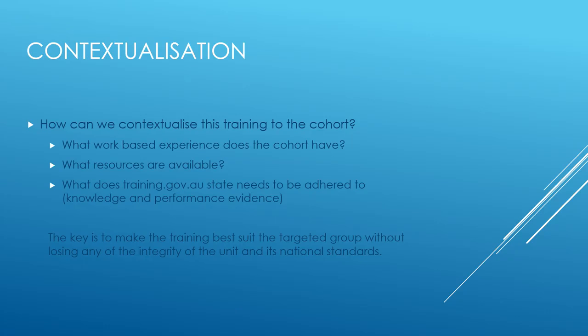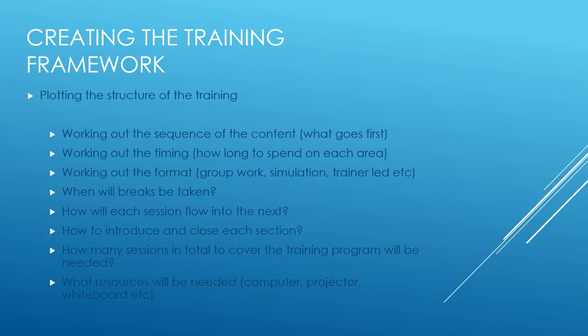What does training.gov.au state needs to be adhered to? Think your knowledge and performance evidence requirements. So basically, what we need to do with contextualization is contextualize the content in the training to the cohort, as long as we ensure that we're not changing around the knowledge and performance evidence requirements that are listed within training.gov.au for the specific units of competency within the formal qualification or the skill set that we are training. Again, the key is to make the best training suit the targeted group without losing any of the integrity of the unit and its national standards.